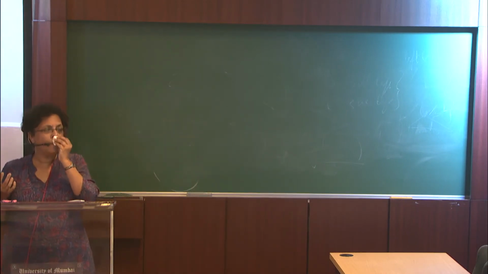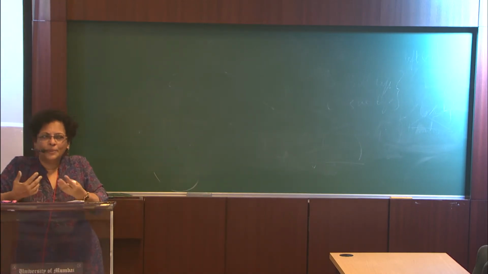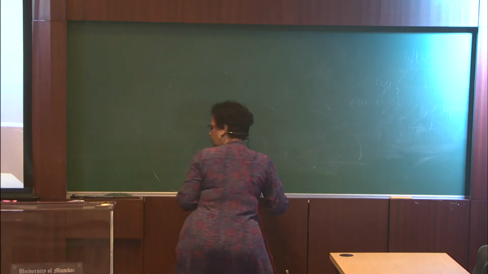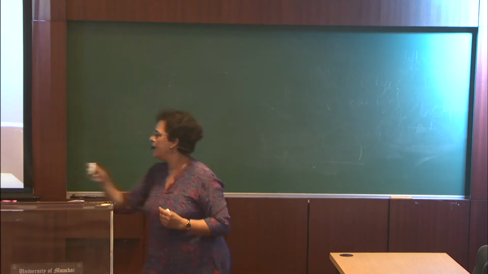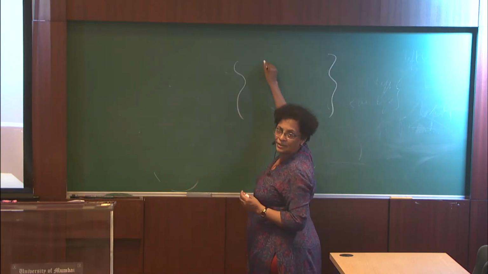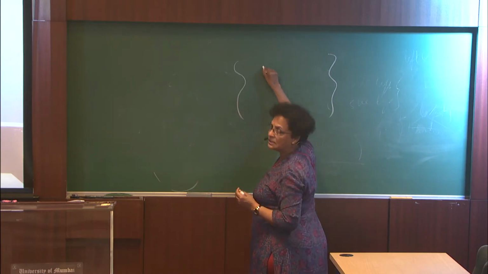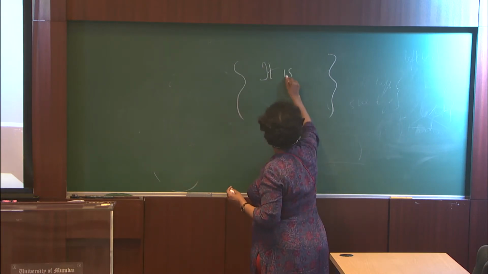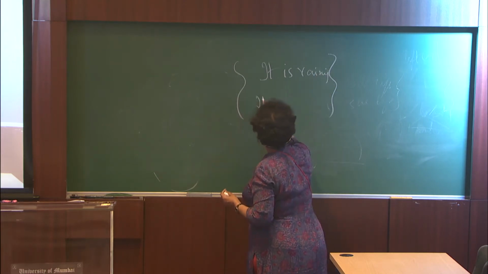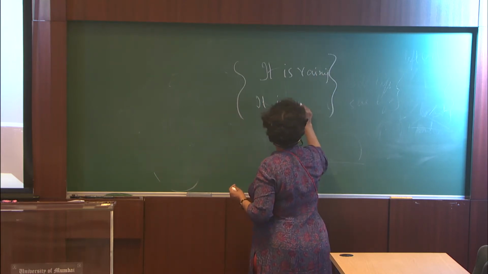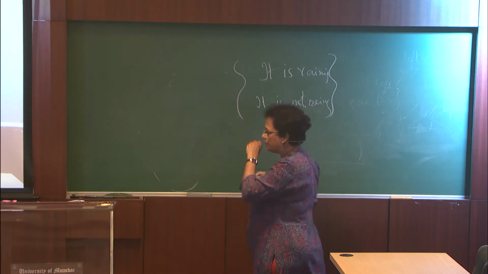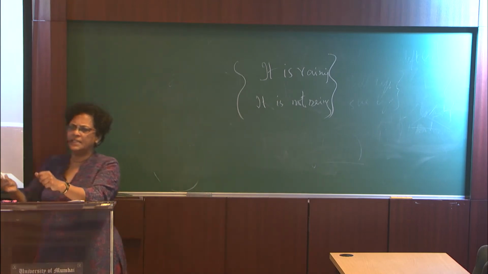At the same time, we've been interpreting polar, so is it raining has been interpreted as what? What are the two propositions? It is raining and it is not raining. Okay. What's the meaning of is it raining or not?